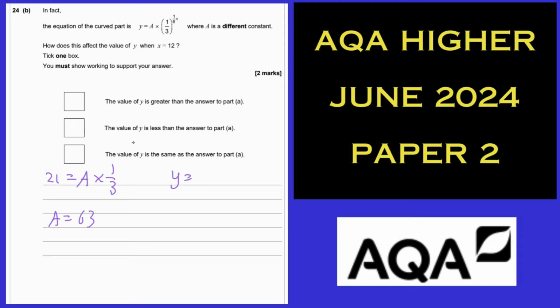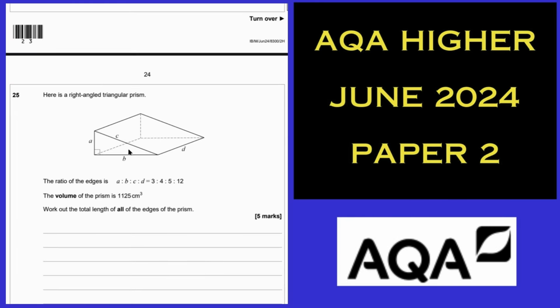rewrite your formula, but you now know the constant A. How does this affect the value of y when x is 12? Sub it in. 1/6 of 12 is 2, and your calculator will give you the answer of 7, which, if you refer back, is less than your answer to part A. Hope that made sense. Strange on that one.